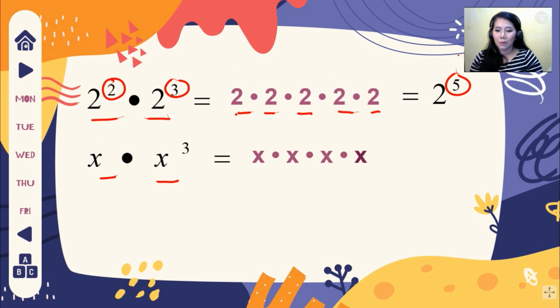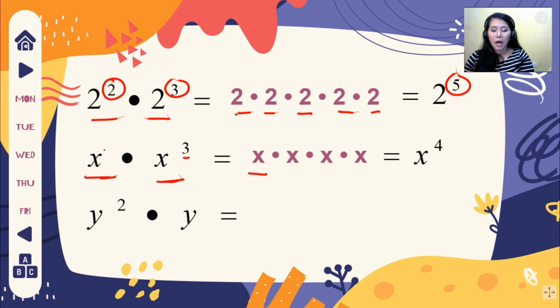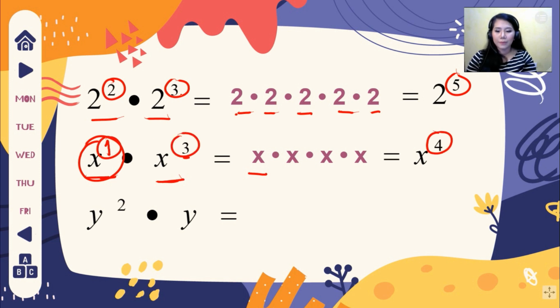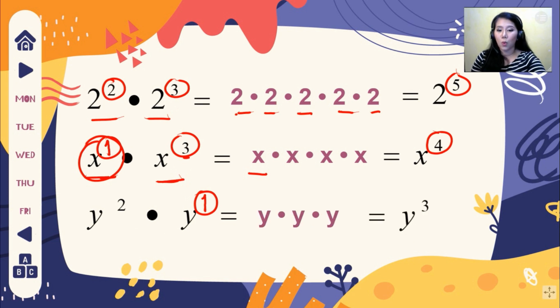And then, the same with this. Meron akong isang x. Tinimes pa ulit ng tatlong x. So, therefore, I'm going to have x raised to 4. Okay? Kasi, here is the thing pala. Kapag nakakita kayo ng variable at wala siyang exponent, I believe na sabi ko na rin to, you have to always remember that it has an invisible exponent of 1. Kaya to naging 4 kasi 1 plus 3 is 4. The next, if I have y squared and y here has an invisible exponent of 1. Therefore, we're going to have y times y times y or simply y cubed.